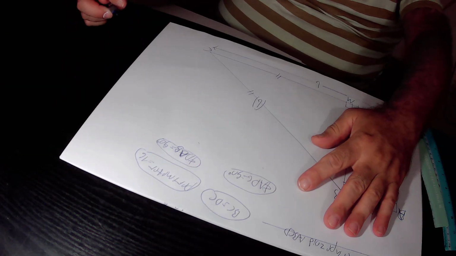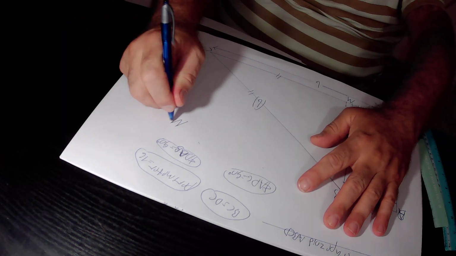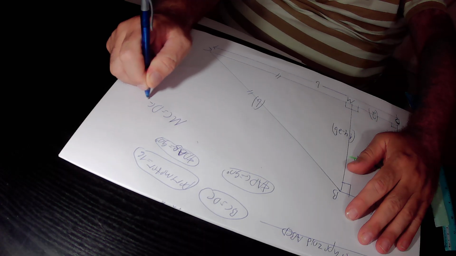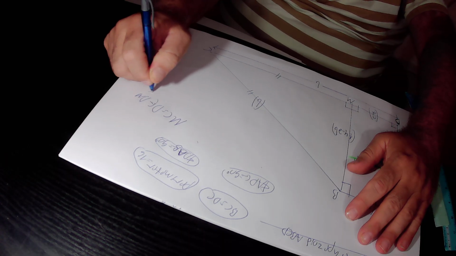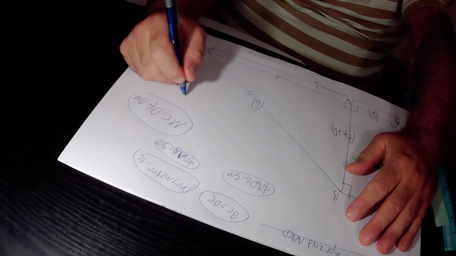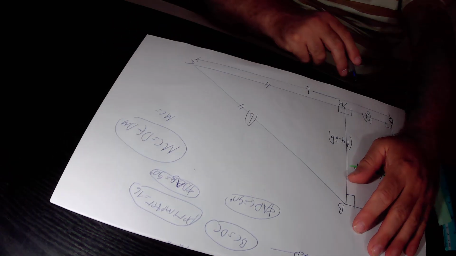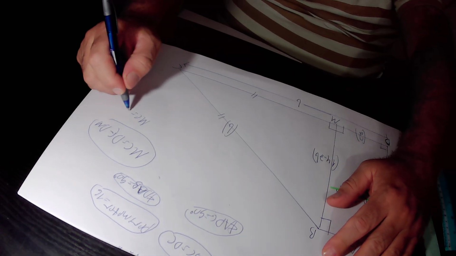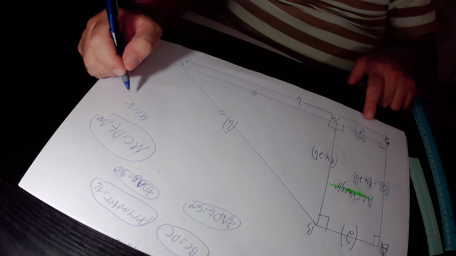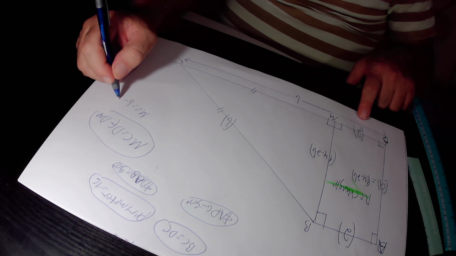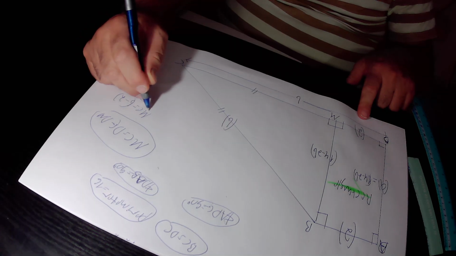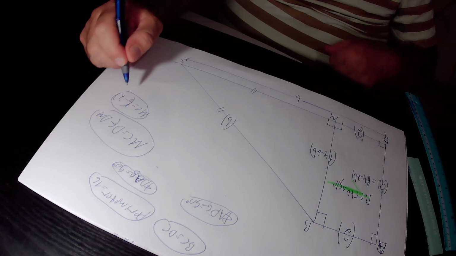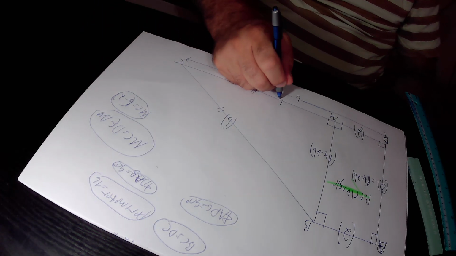MC equals DC minus DM. DC is B according to our definition, minus DM. We have already found that DM equals 2. So in total, we found that MC equals B minus 2 units in its length. So let's note MC equals B minus 2 units.